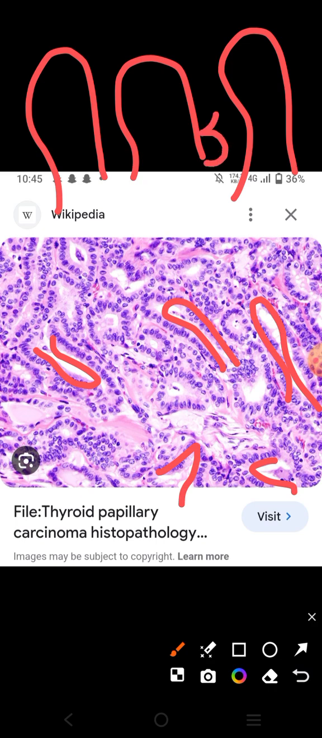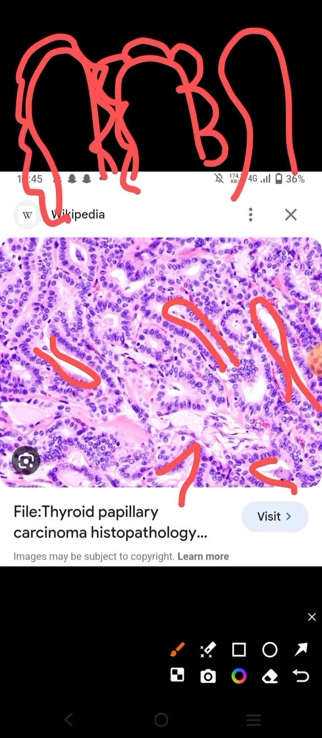Next, cells are arranged around this papilla in only a single layer. There are no multiple or stratified layers. There is only a single layer of cells around these papillae.